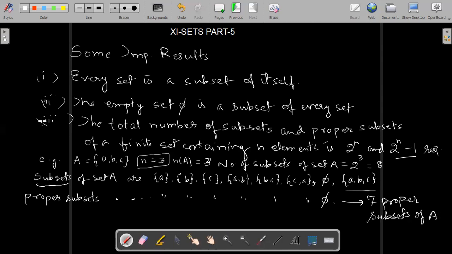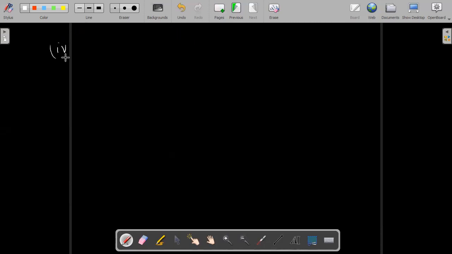Okay. Fourth point: if A is a subset of B and B is a subset of C, obviously A will be a subset of C. A is in B and B is in C, so we can say that A will be in C. Then A will be a subset of C.